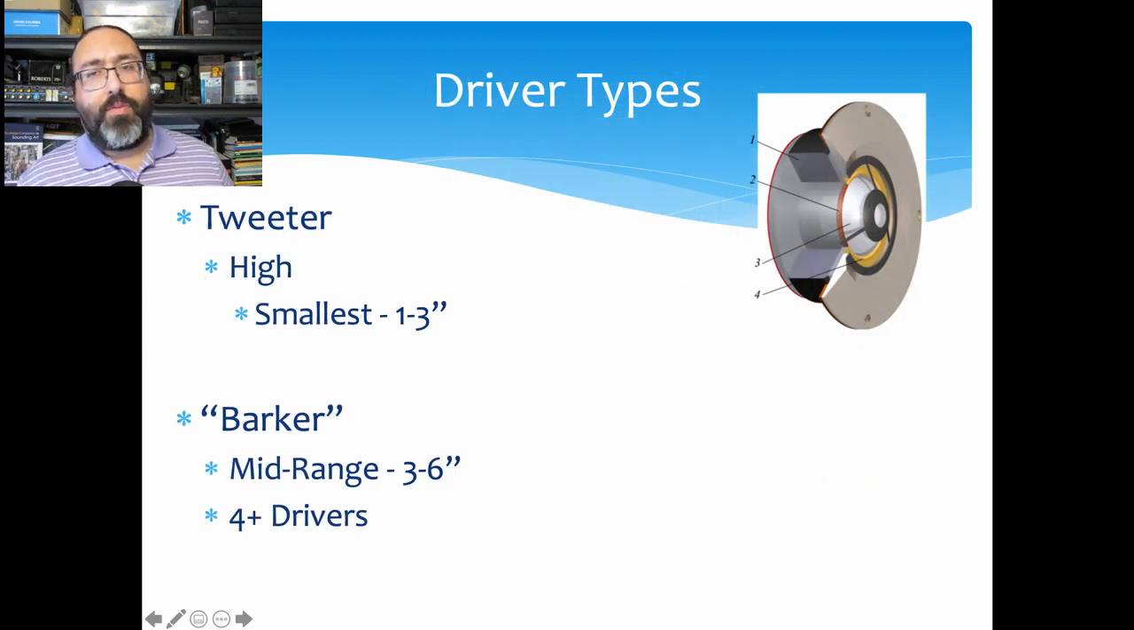So, different driver types. We have our tweeter. These are our highest and smallest, hence tweeter. Tweet, tweet, tweet, birds tweet, high frequency. Please get this one correct, because people forget that birds are high pitched, hence tweeter. Tweeters are high pitched. Then below this we have barkers. These are our mid-range drivers. They're between 3 and 6 inches, and normally this is in loudspeaker enclosures that have 4 or more drivers.